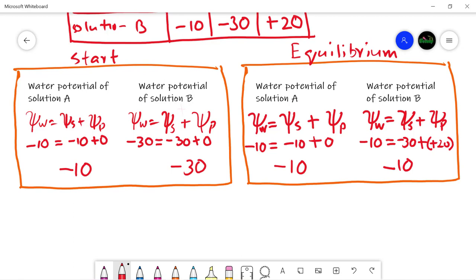In the next video we are going to take a look at the same problem when we have different solutions of different osmotic quantities, osmotic potentials and water potentials, and how they are related. We are going to elaborate it more in the next video.